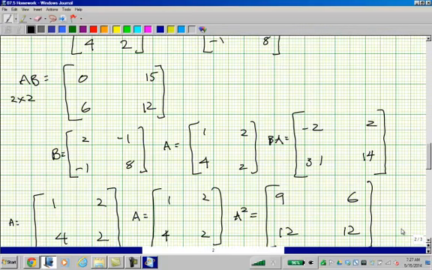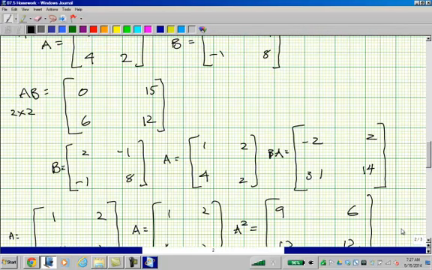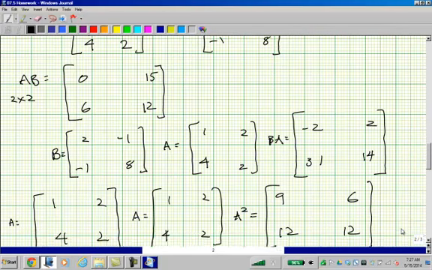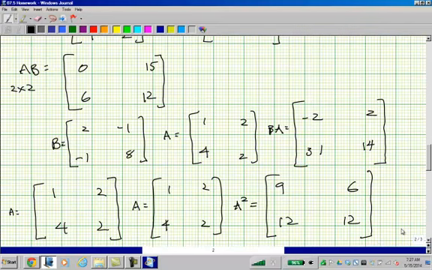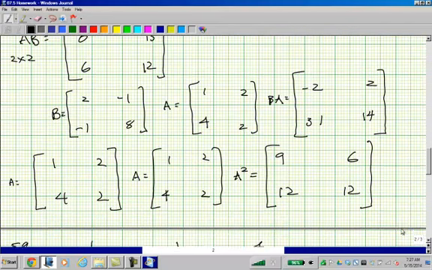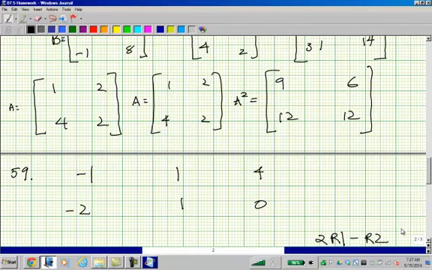And now we do B times A. Well, that A times B does not equal B times A. Matrix multiplication is not commutative. And finally, A squared. You can work through that for yourself.